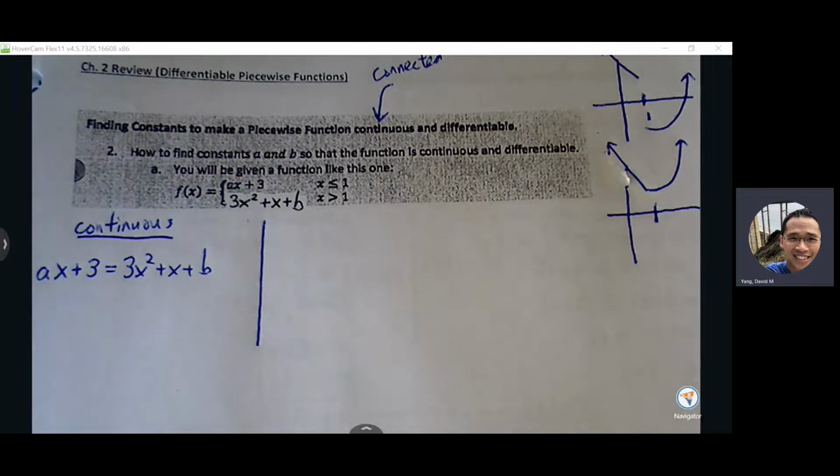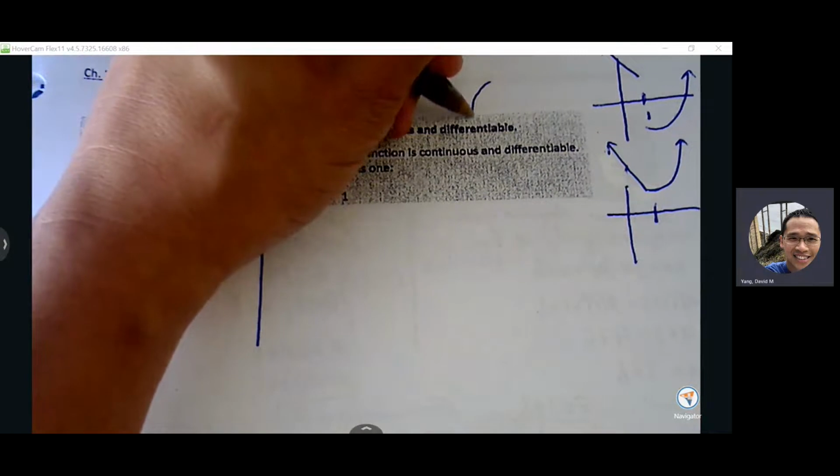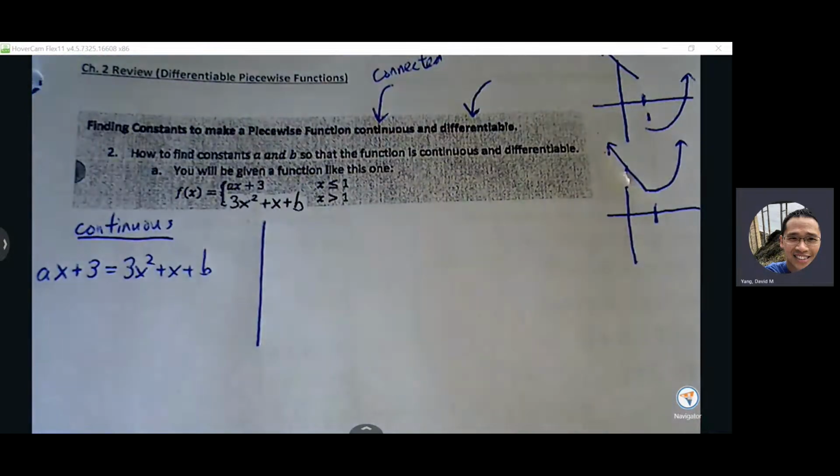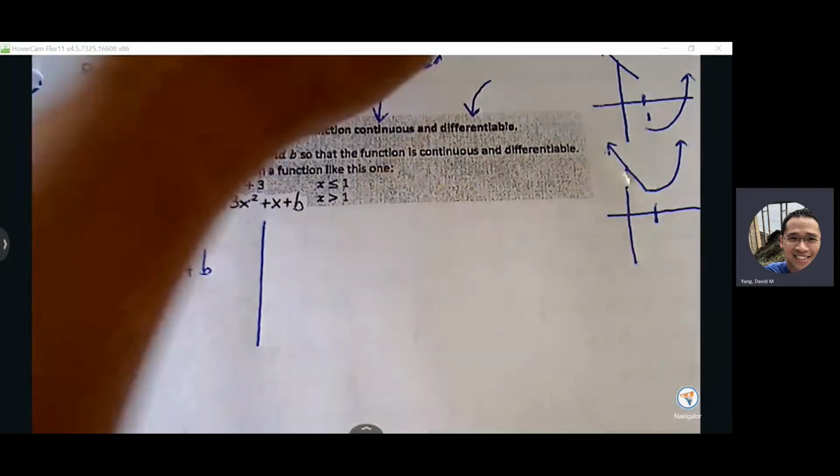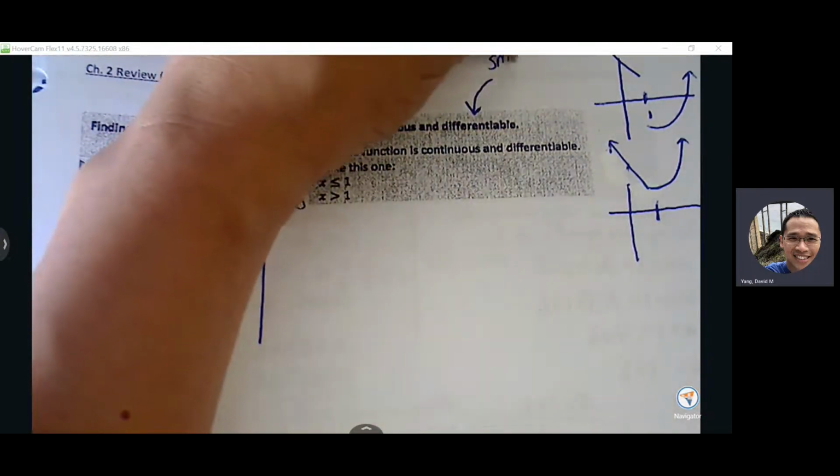But there's something else. We not only need them to be connected, but we need them to be connected in a way where it's differentiable. Differentiable means there needs to be a smooth transition, a smooth curve.